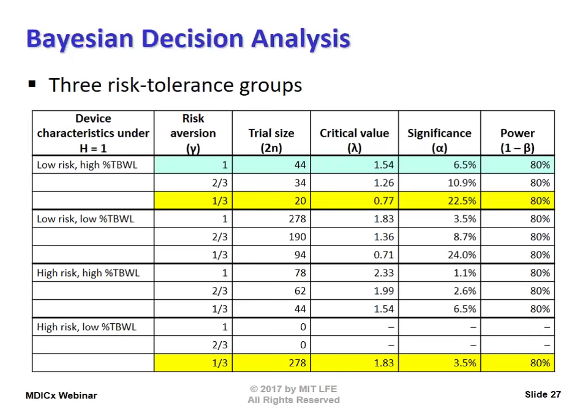In fact, we also see in this case that in the case under the alternative hypothesis where the device has high risk and low total body weight loss, now our framework tells us that we can run a conservative clinical trial for our most risk-tolerant subgroup of patients.